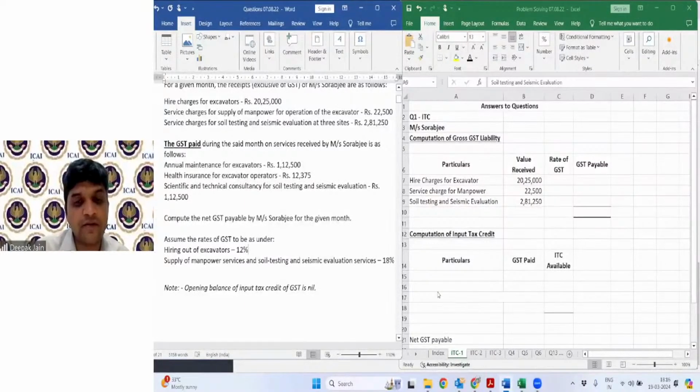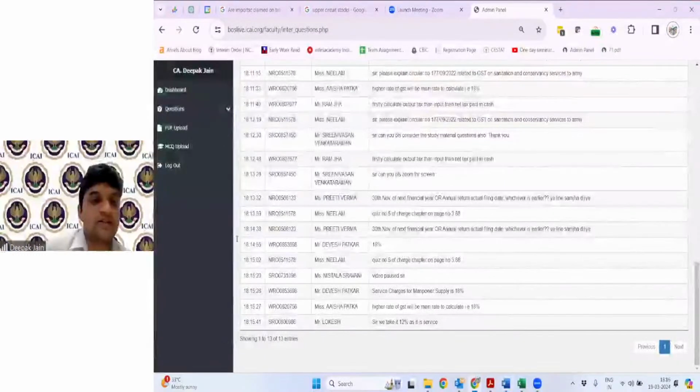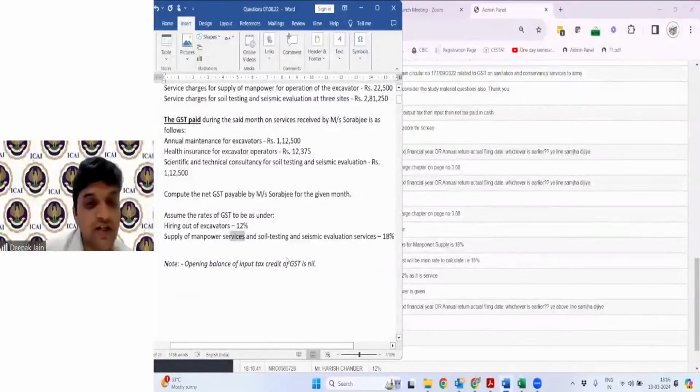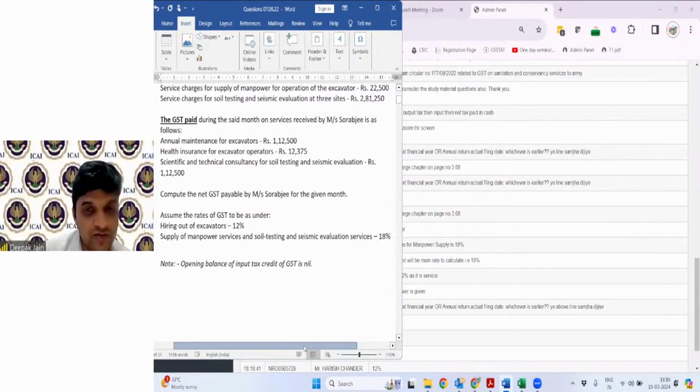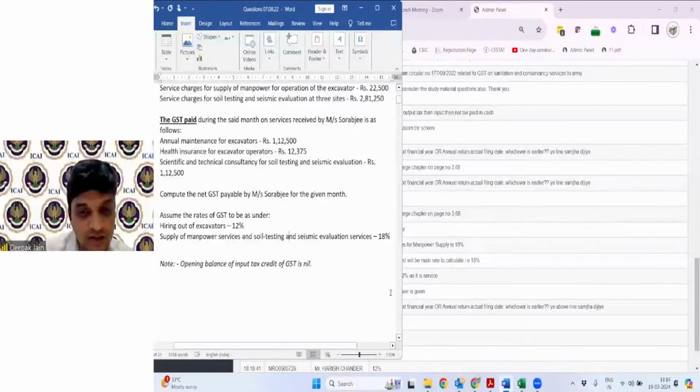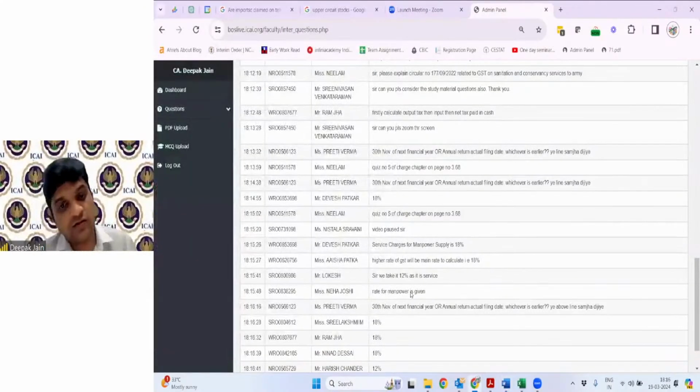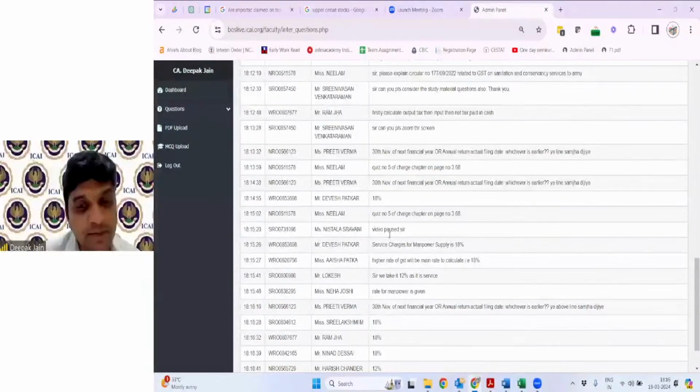Rate for manpower is given. Where is the rate for manpower in the question? I didn't find it. Okay. Yes, you're right: supply of manpower service and soil testing and seismic evaluation. I myself had forgotten this. Very nice that somebody observed that the rate for manpower is given. So should it be taken as 18%?